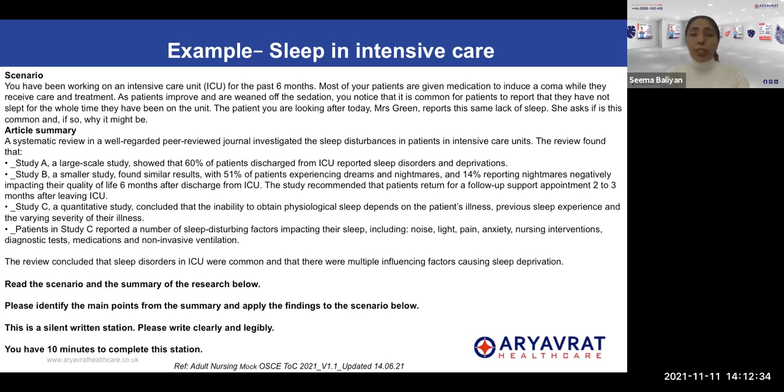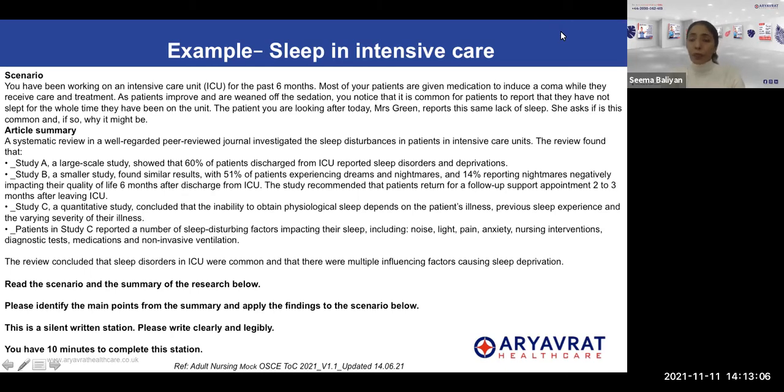So if we read this scenario, it says that you have been working in an ICU for the past 6 months. Most of your patients are given medication to induce coma while they are receiving care and treatment. As patients improve and are weaned off the sedation, you notice that it is common for patients to report that they have not slept for the whole time that they have been in the unit. The patient you are looking after today is Mrs. Green.